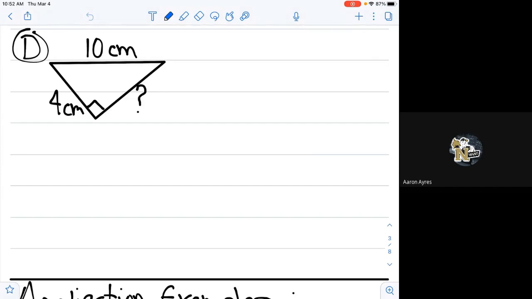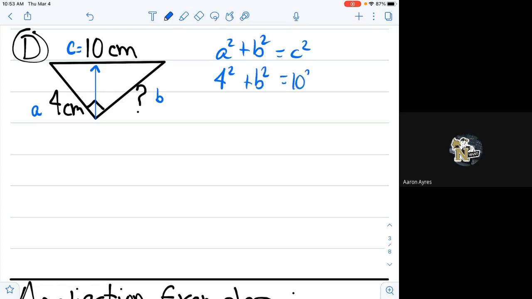All right. So here's what we know. This one is side C, right here. There's the right angle, right? I'm going to call this 4. I'm going to call that side, let's call it side A. Why not? Okay. So there's A, and we're going to find B. So we're going to use the Pythagorean theorem again. So A squared plus B squared equals C squared. A is 4, so 4 squared plus B squared equals 10 squared.